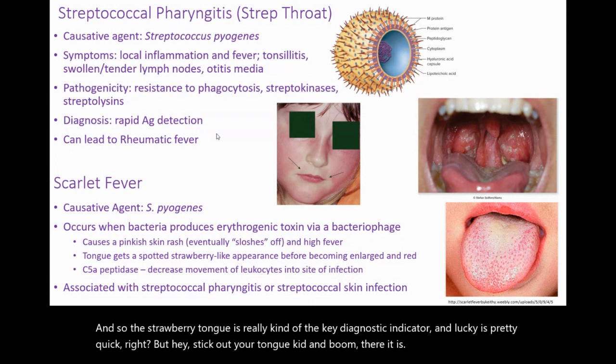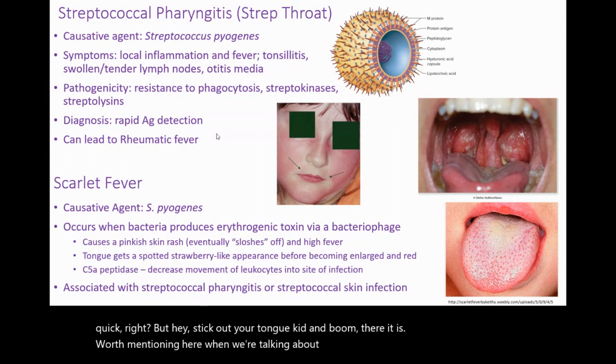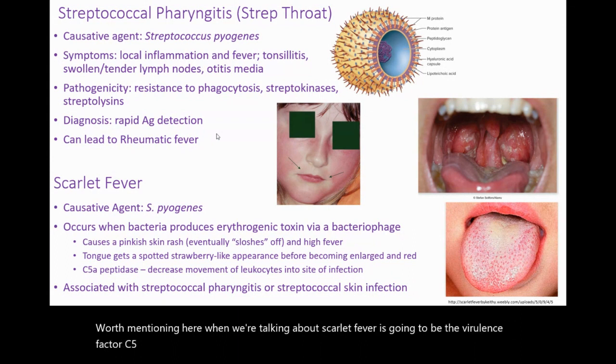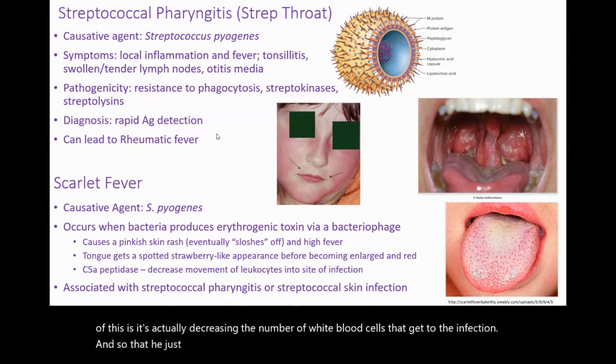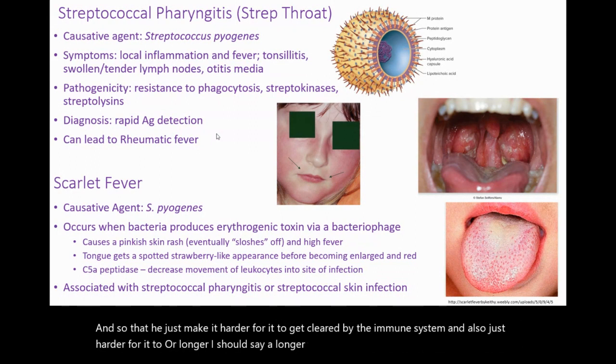Worth mentioning here when we're talking about scarlet fever is the virulence factor C5a peptidase, which is going to go after complement protein C5a. And the end result of this is it's actually decreasing the number of white blood cells that get to the infection. And so that can just make it harder for it to get cleared by the immune system, or a longer time for it to become cleared.